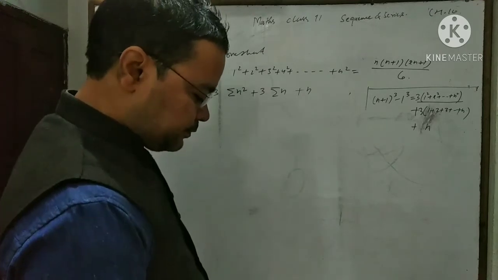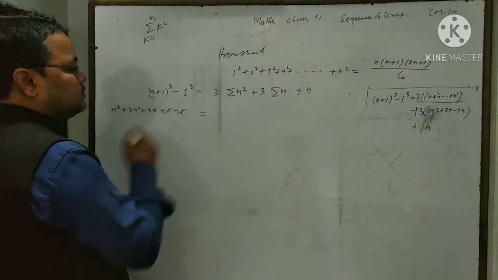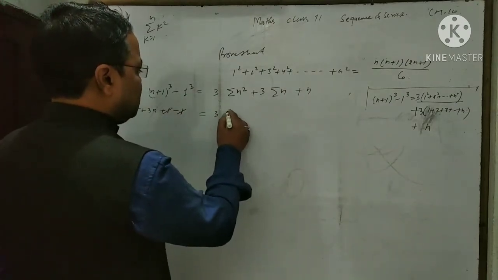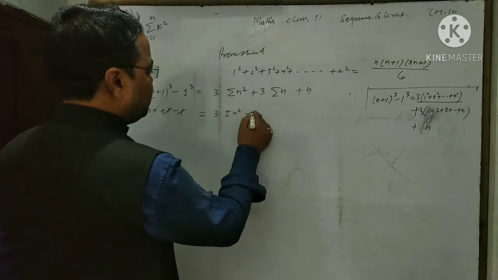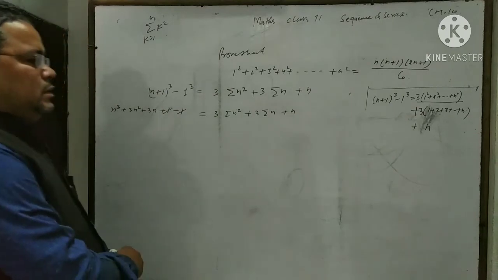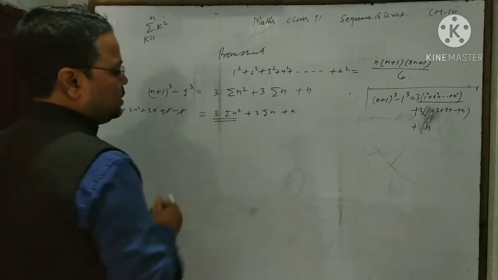Now we know that here this and this will be cancelled. And it will be 3 sigma n² plus 3 sigma n plus n. Now we want to find the value of this. We have to prove this. So take this at one side.